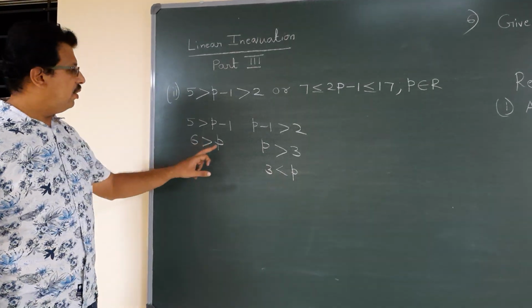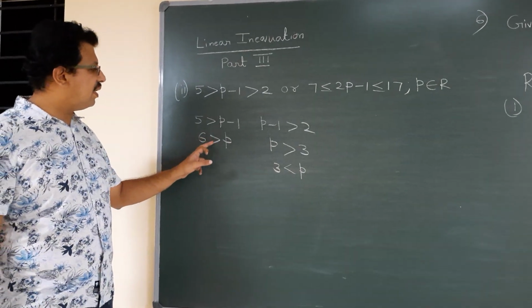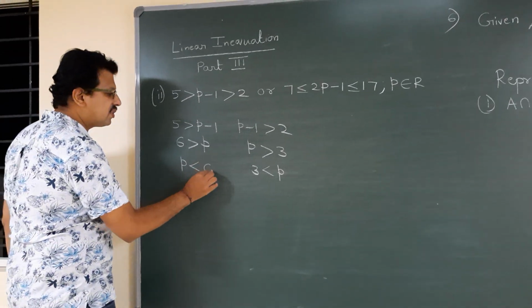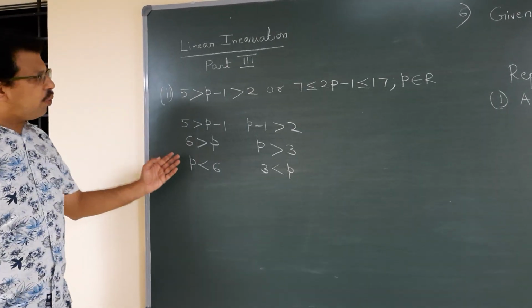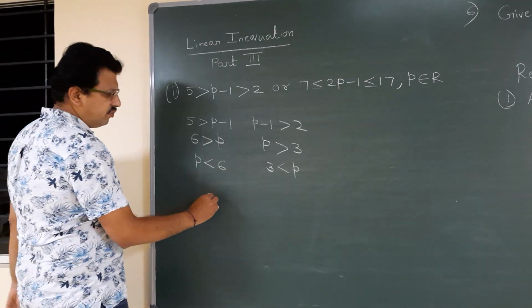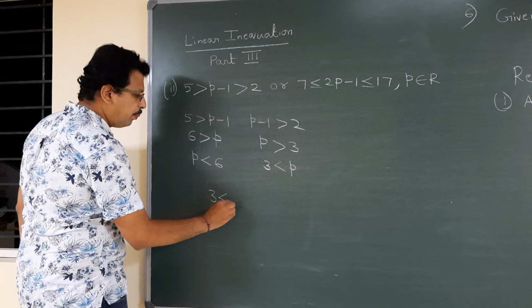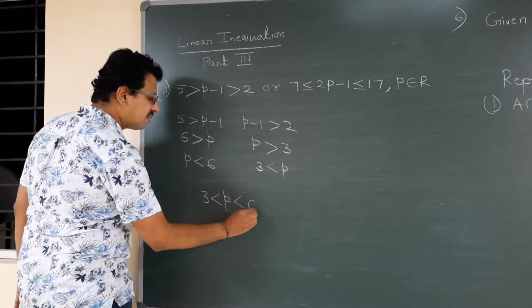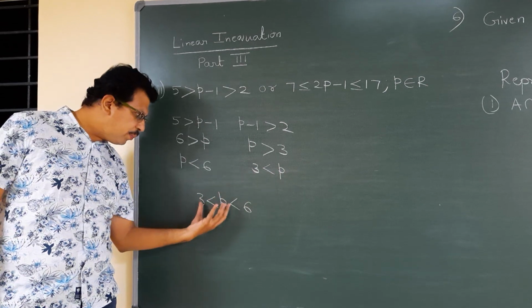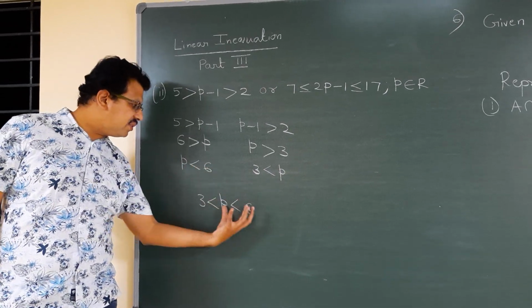And here also you can write 6 is greater than p, or you can write this as p is less than 6. So once you combine these two inequations, you can write 3 is less than p and less than 6. I have combined these two inequations. First I have written 3 is less than p, and then p is less than 6.